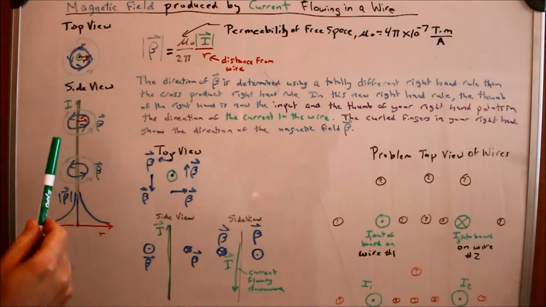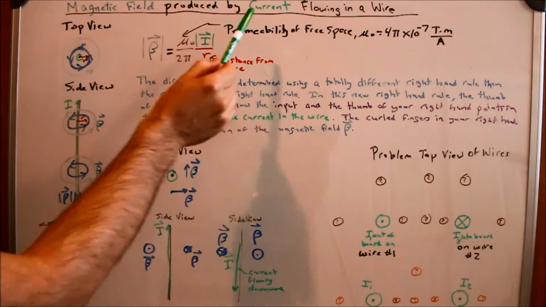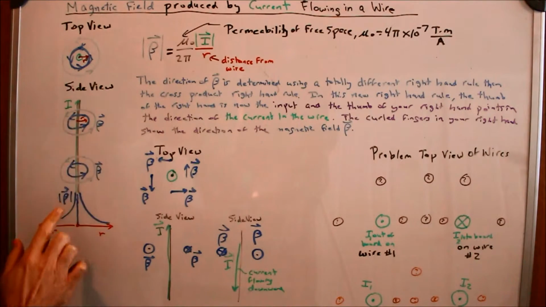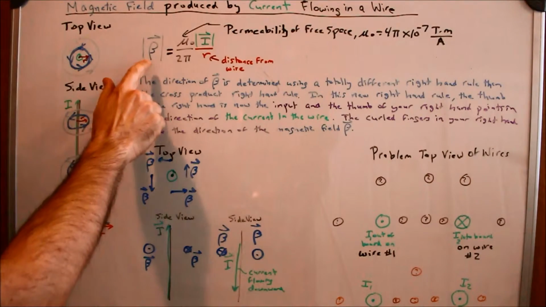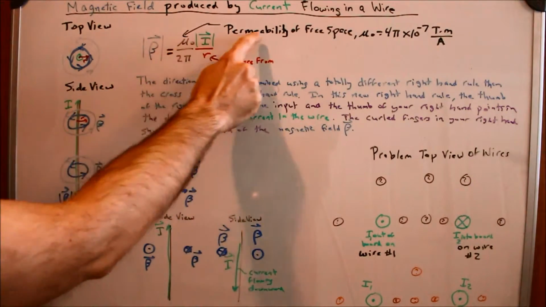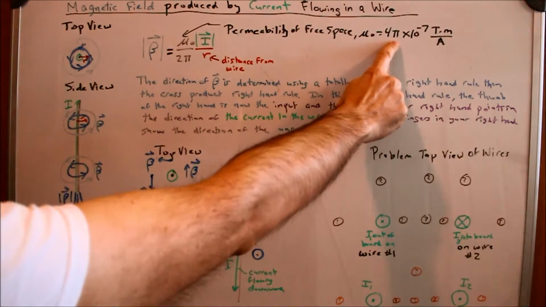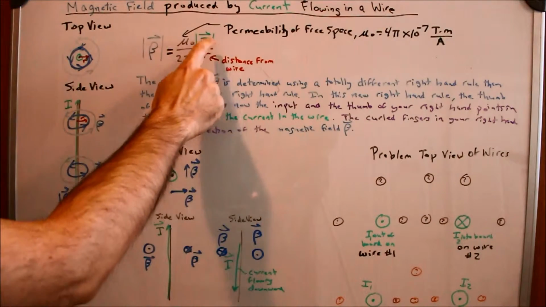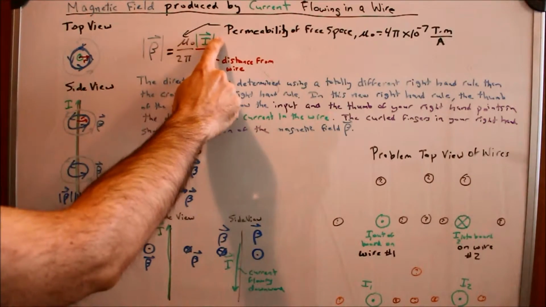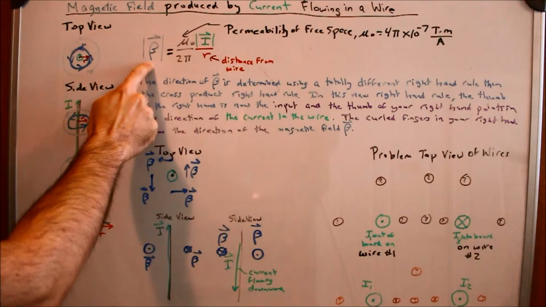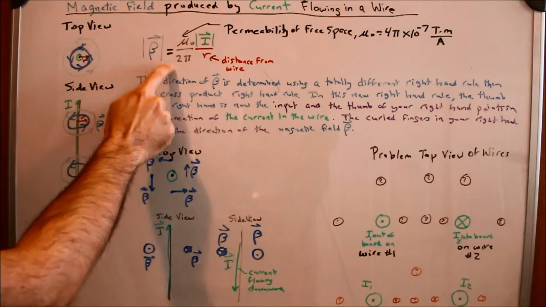In this video, we're going to discuss producing a magnetic field by having current flowing in a wire. Any wire that has current flowing in it makes a magnetic field around it. The magnitude of this magnetic field is given by the permeability of free space, which is 4π×10^-7 Tesla meter per amp, times the magnitude of the current. Makes sense. The higher the magnitude of the current, the higher the magnitude of the magnetic field.